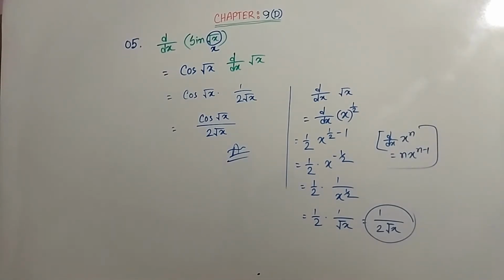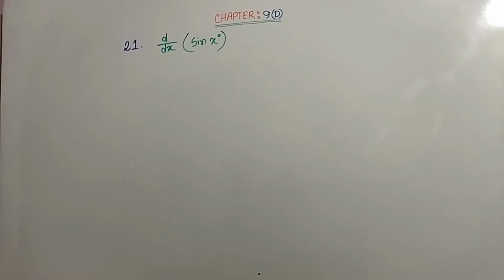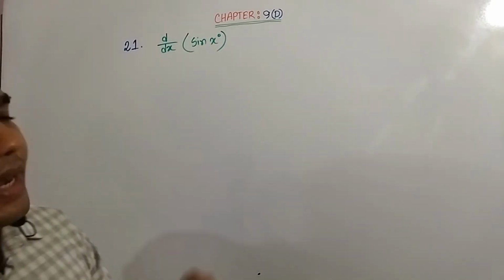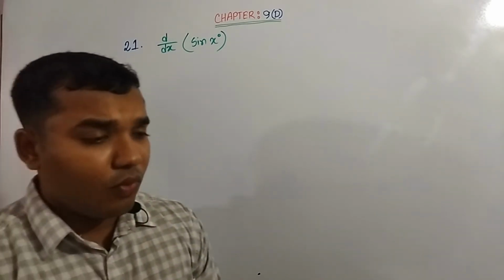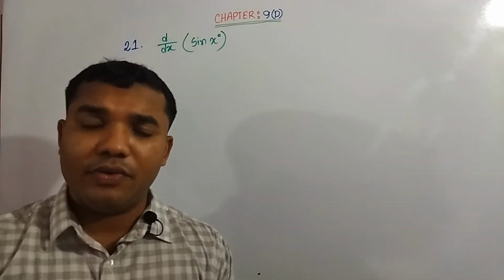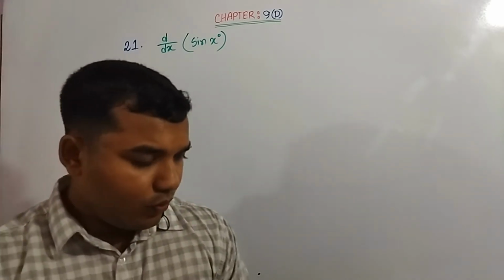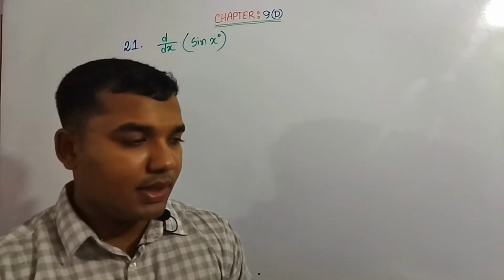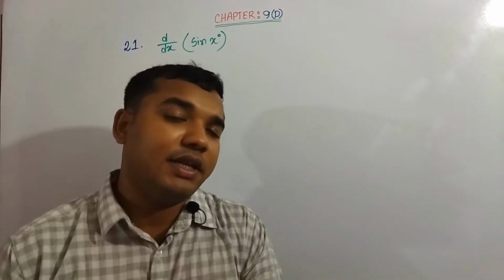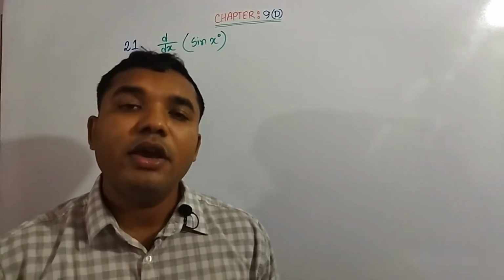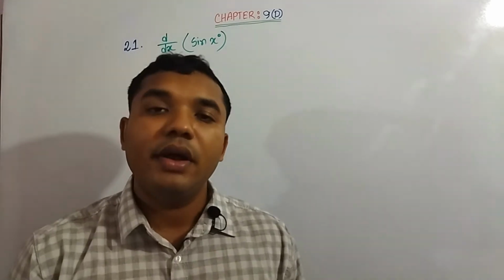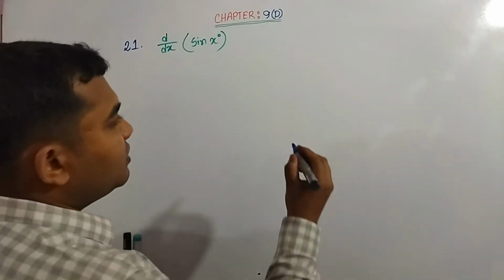Let's have a look at our next question. Now, dear students, our next mathematical problem is d/dx of sine x degree. We have to understand one thing: at the very beginning of our derivative part, in your Zoom class, I expressed that we never go for the degree part of the differentiation. You have to convert the degree into radian first. So what was the conversion formula?